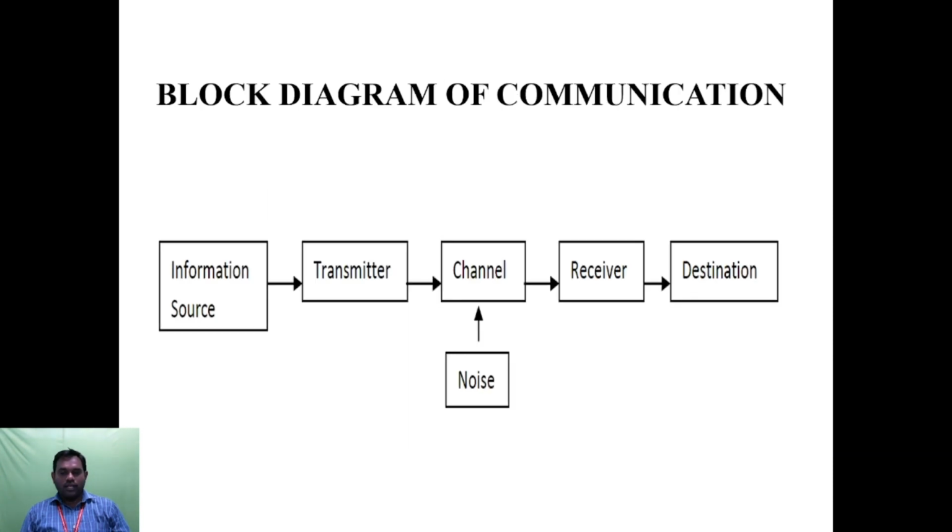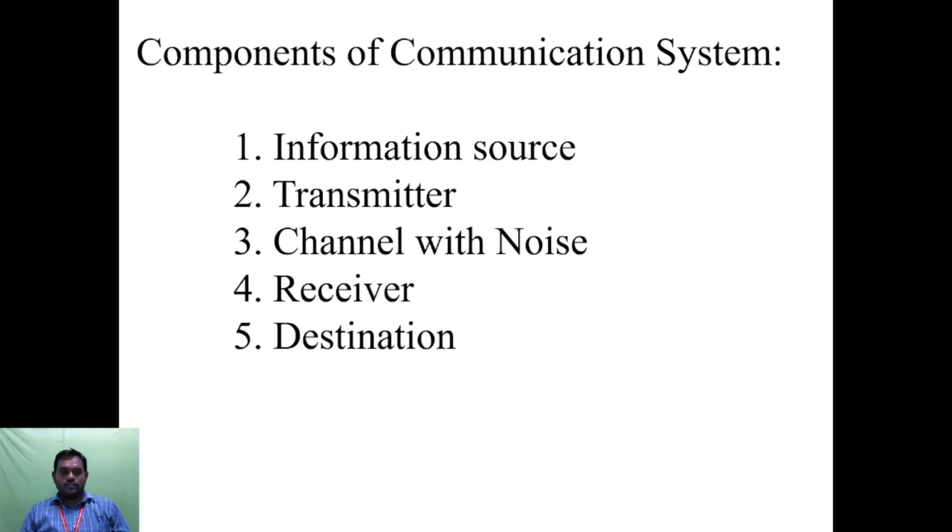So this is the block diagram of communication, which consists of different blocks: information source, transmitter, channel with the noise, receiver and destination. Now we will discuss the information source. So these are the components of a communication system: information source, transmitter, channel with the noise, receiver and destination.